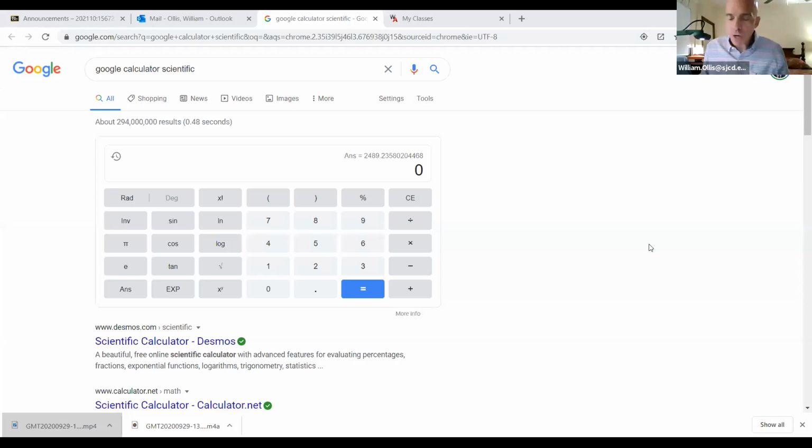So this is what I'm talking about, the Google calculator. Free is the operative word. You can just do Google Calculator Scientific. And this is a nice tool when you're doing exponential functions and logarithms, especially when you don't have nice numbers. And also you've got nice trig functions here too that we're going to be able to use.